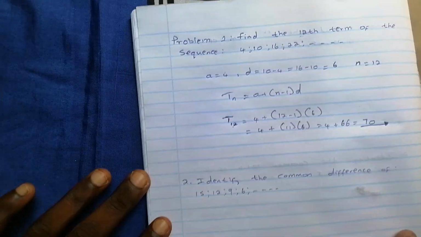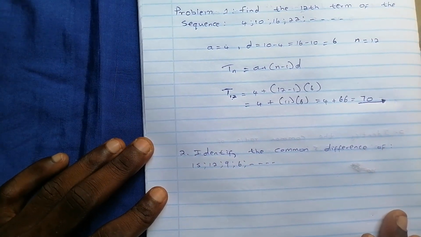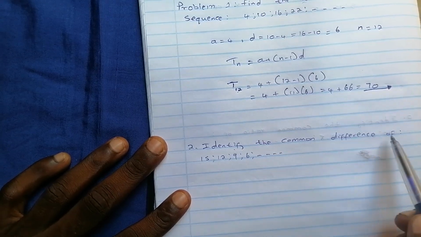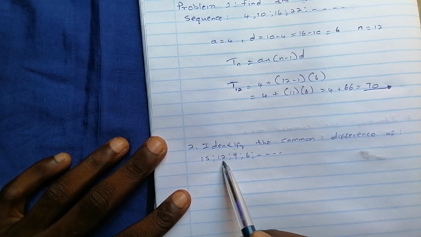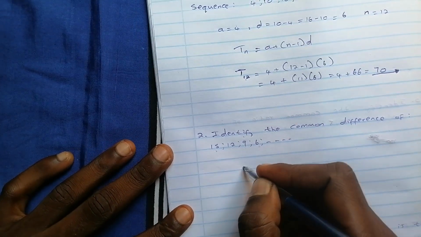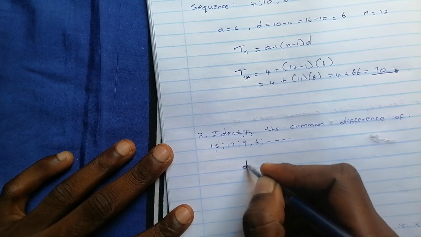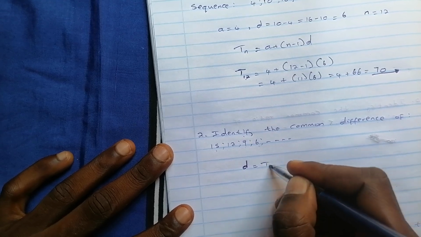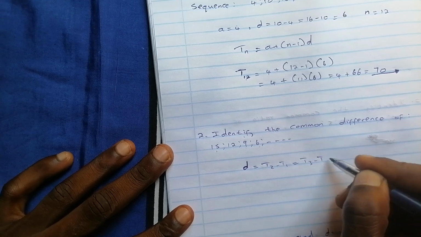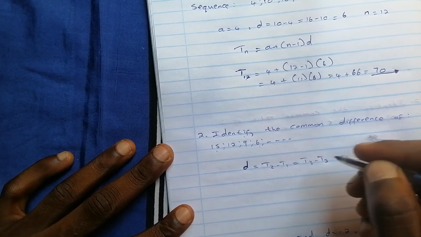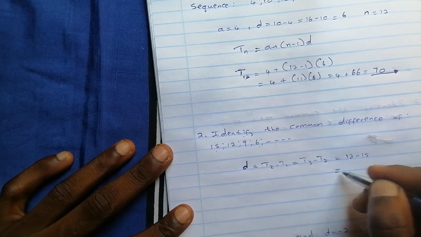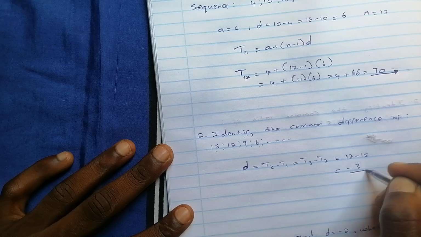So now let's move on to the second problem. It says identify the common difference of 15, 12, 9, 6. By now I'm sure you know how to calculate the common difference. It's your T2 minus T1 or T3 minus T2, which is 12 minus 15. It equates to minus 3.